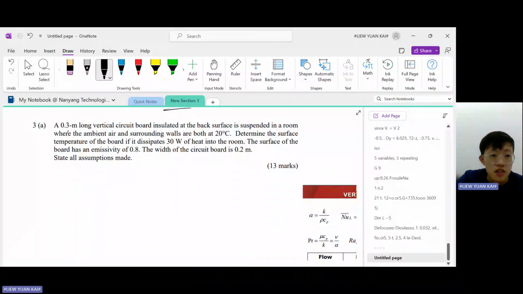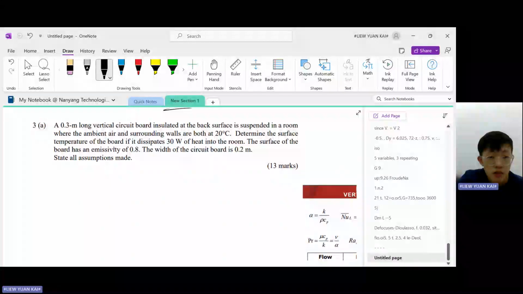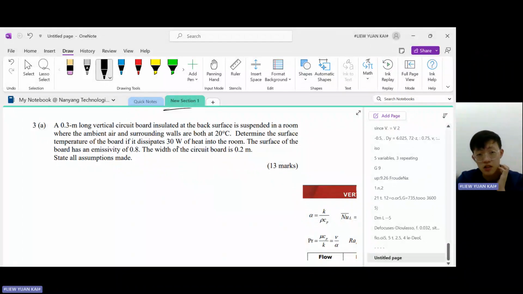Okay, so a 0.3 meter long vertical circuit board insulated at the back surface is suspended in a room where the ambient air and surrounding walls are both 20 degrees Celsius. Determine the temperature of the board if it dissipates 30 watts of heat into the room. The surface of the board has an emissivity of 0.8.